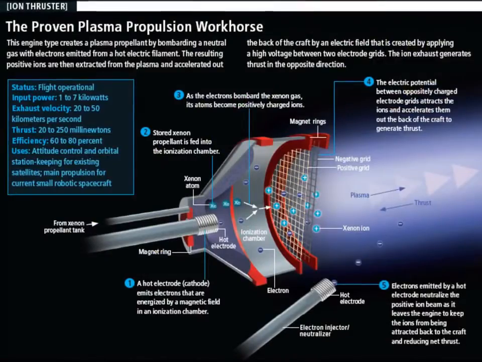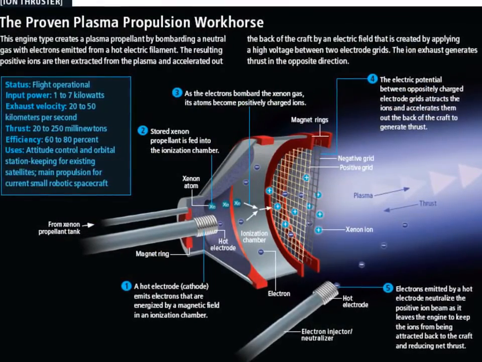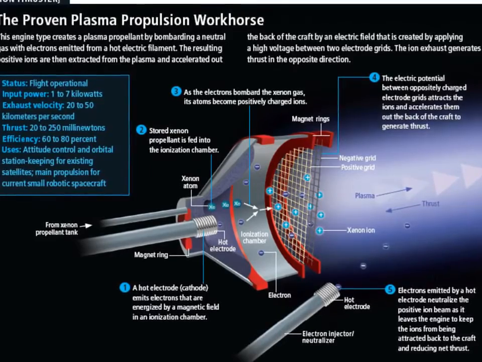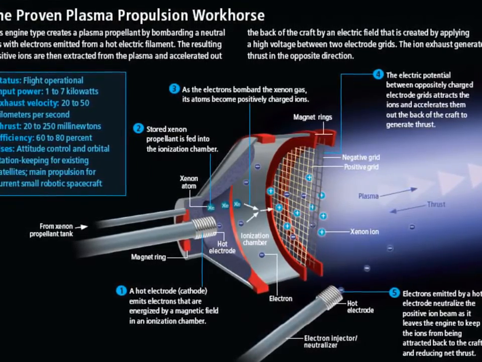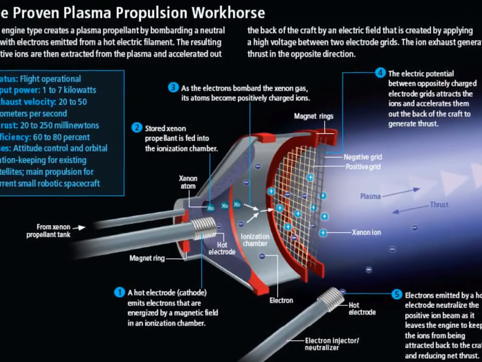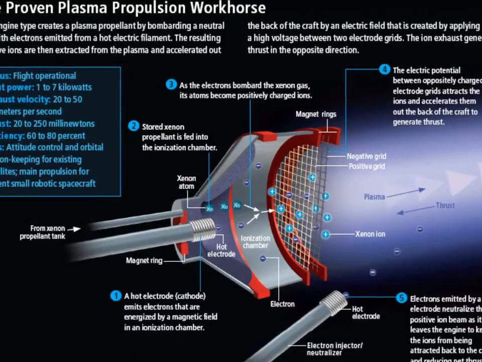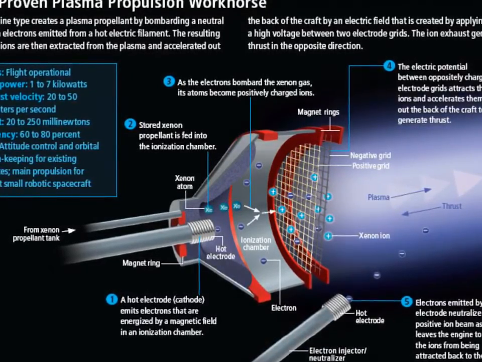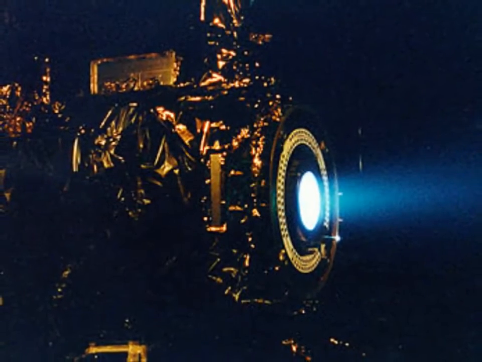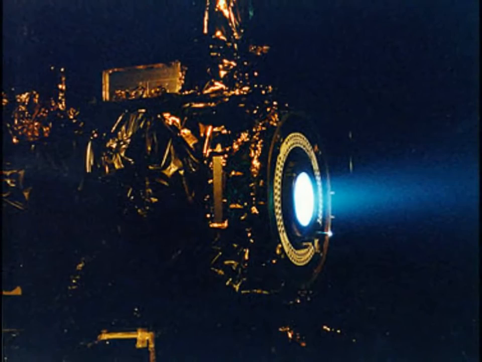So once we have these positively charged xenon atoms floating around, they begin to diffuse towards these grids on the right-hand side of the figure. These are called the acceleration grids. The innermost grid has a positive charge, and the outermost grid has a negative charge. So the atoms begin to pass through the positive grid, and then they're attracted to the negative grid. This causes them to accelerate massively and fly out of the back of the ship. You can kind of see that here. This is one of them in action. You can see that blue light kind of coming out of the back.